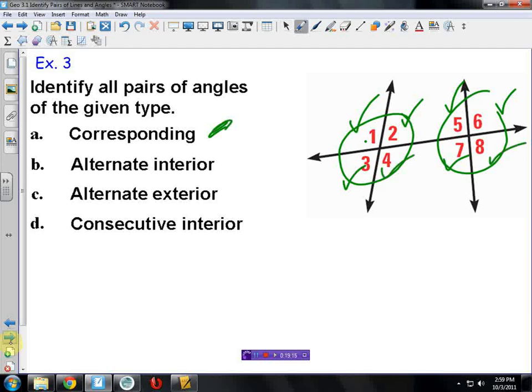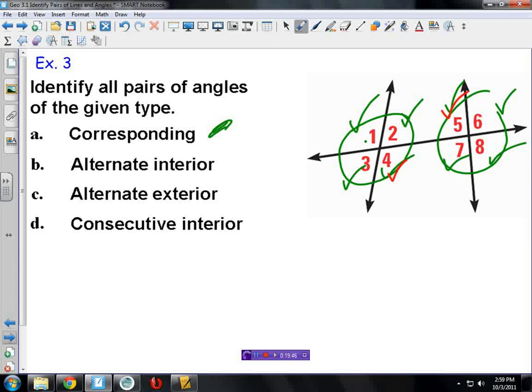Alternate interior, okay? Let's ask Kyle, can you give me a pair of alternate interiors? 4, 7. Are they alternate? No, 4, 8. 8's not interior, there we go. So 4 and 5 are alternate interior, okay? They're on either side and they're on inside, all right?